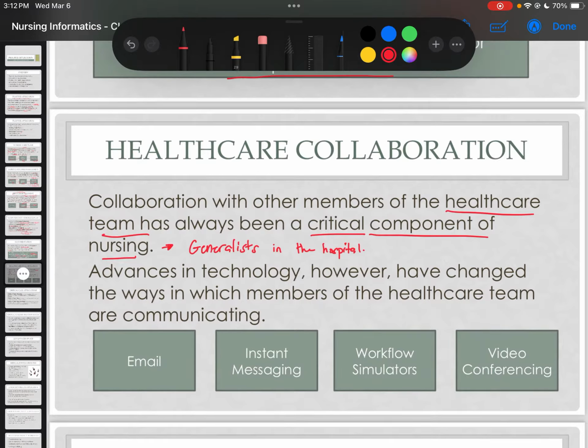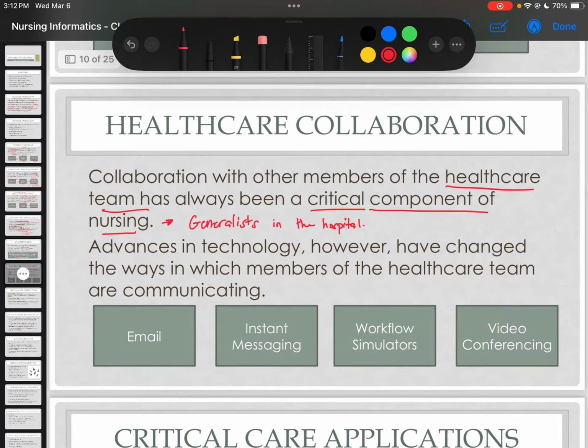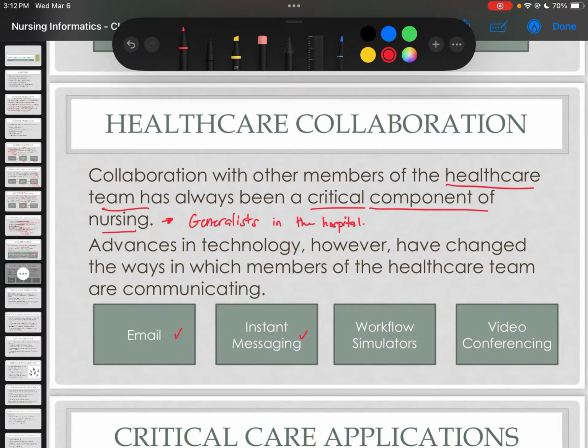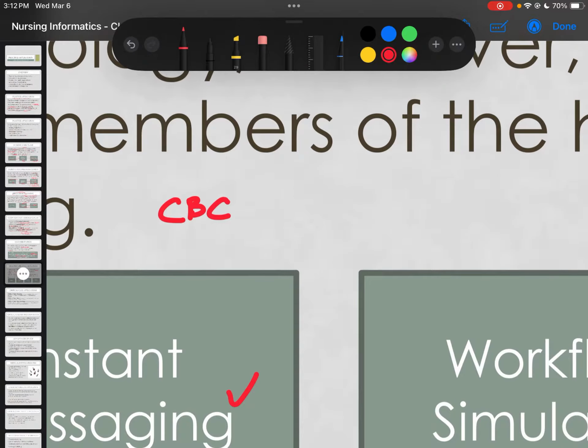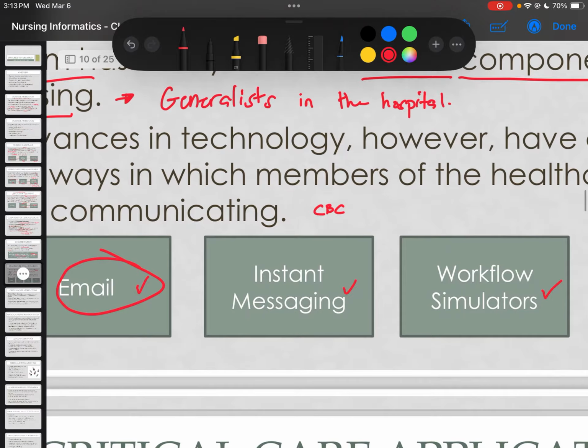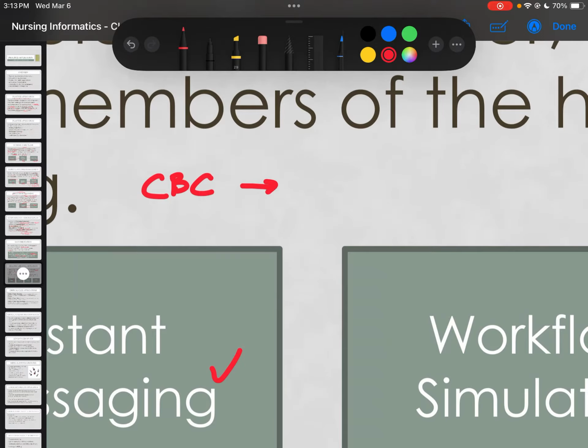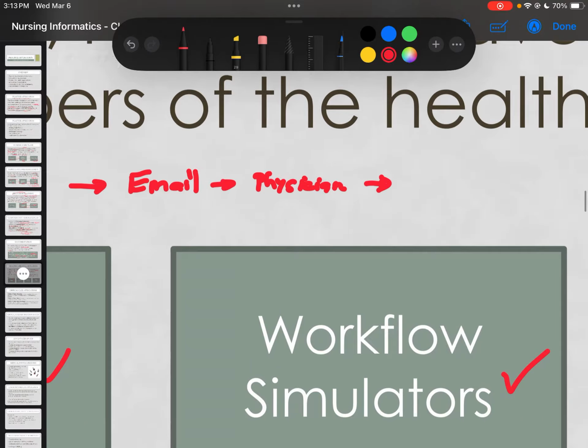Advances in technology, however, have changed the way in which members of the healthcare team are communicating by way of email, instant messaging, workflow simulators, and video conferencing. Now, class, as ka duty ko, I have noticed this very well. Let's say, for example, class, naay laboratory nisulod, kanang CBC. Ma-release ang CBC, and then ang doktor kay wala, out of town, no? So ang mga nurses dito, class, they email the CBC padung sa doktor, padung sa physician. In turn, ang physician nagahatag og response.